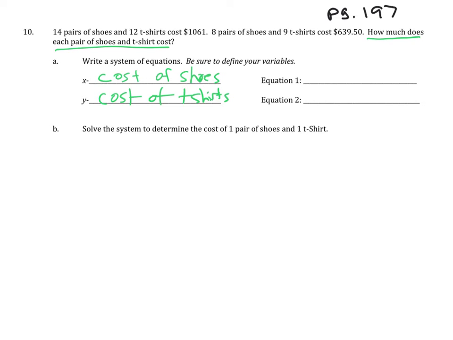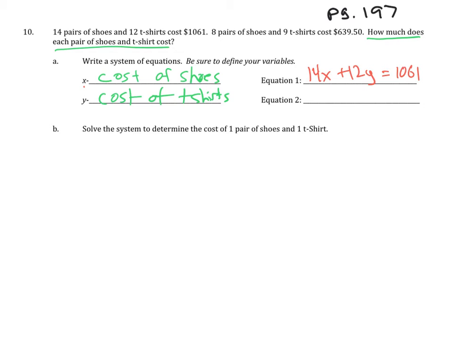So in this case, we've got 14 pairs of shoes and 12 t-shirts cost $1,061. Right? I don't know how much they cost, but I know when I buy 14 pairs of shoes, I would multiply that by the price of shoes. We're saying the price of shoes is x. So I could write an equation like this: 14x plus 12y. The 14x represents the shoes times the price. The 12y represents the number of t-shirts times the price. And if I add up that total, I end up with 1,061.